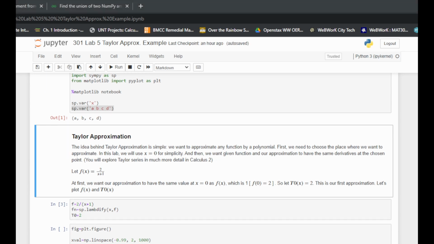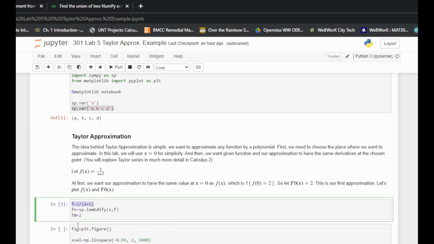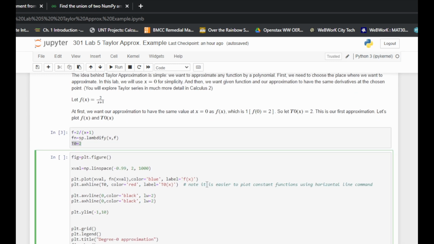And now let's plot both our function and its approximation. So we define our function f of x. We define our constant approximation t0 is 2. And we will plot our function in blue color. We will plot our approximation in red. Notice I am using a horizontal line command to plot the constant function. It's actually easier to do that way instead of plotting it as a regular function.